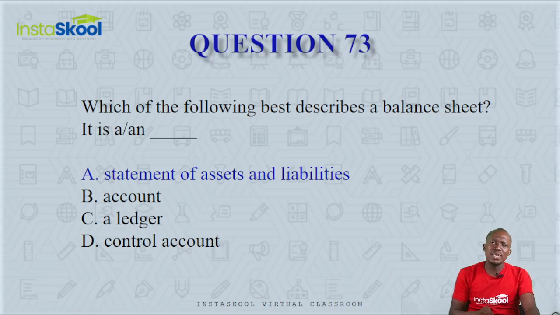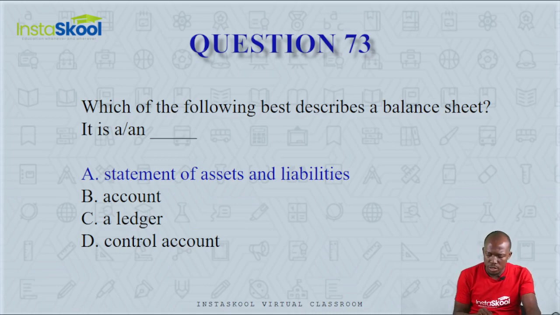statement of asset and liability shows the financial position of the business at the end of a business year, and that is what your balance sheet does. Your balance sheet is a statement of financial position at a particular time, usually the end of a business year. So the correct answer here is option A. What best describes a balance sheet is that it is a statement of assets and liabilities.